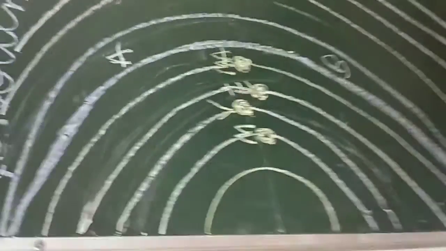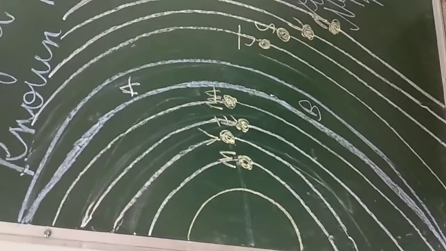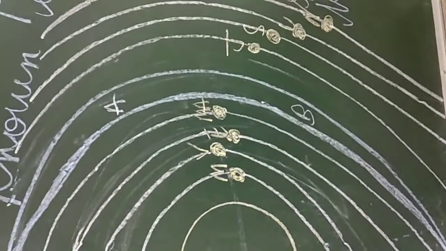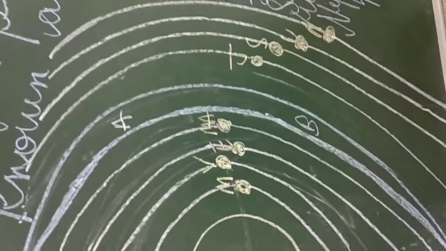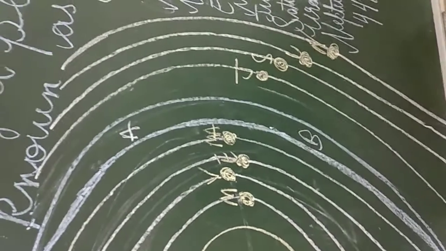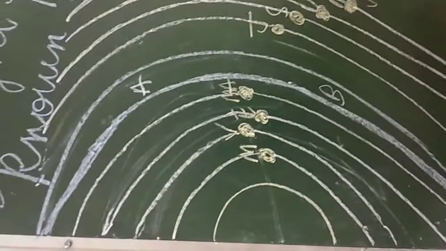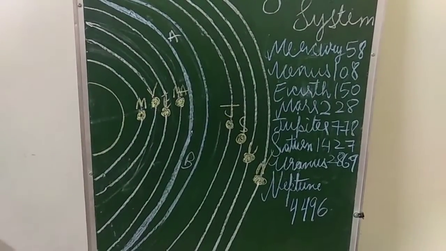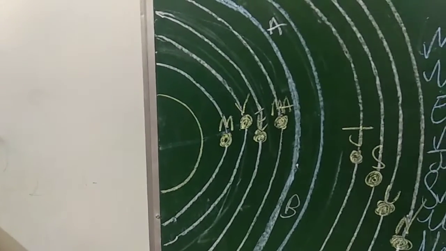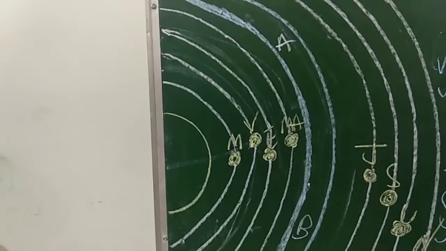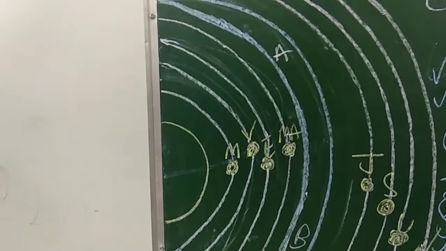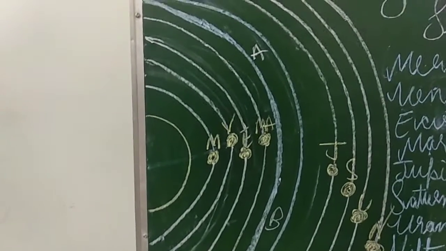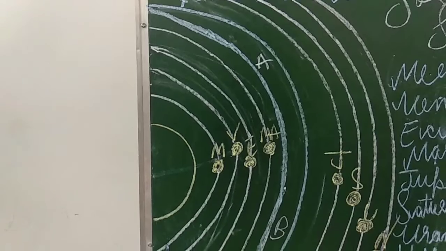There are a total of 8 planets in our solar system: Mercury, Venus, Earth, Mars, Jupiter, Saturn, Uranus, Neptune. So these are the 8 planets of our solar system. All the 8 planets have their own orbits in which they revolve. An orbit is a fixed elongated path where the planets revolve.